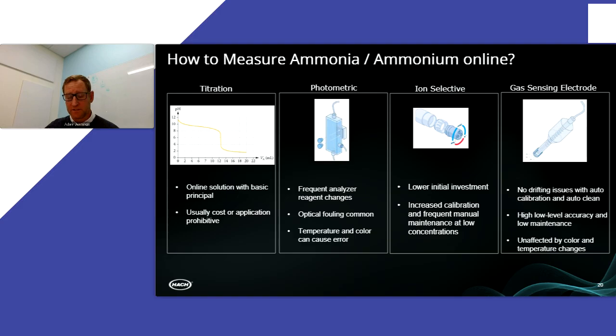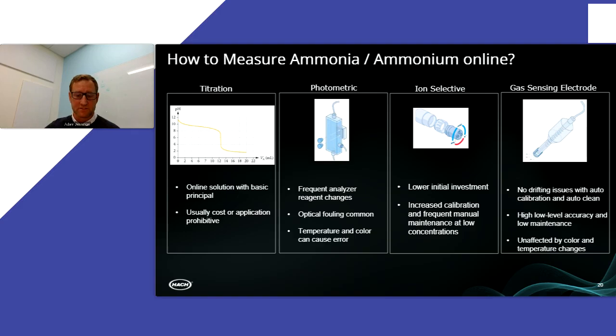Photometric is really common. Photometric is a form where we're making color in the water, and we're measuring this with some optical sensors and understanding the concentration of the hue of the color to help us correlate that directly to an ammonia measurement. Some challenges with that are more frequent reagent changes. Optical fouling is pretty common, and temperature and color can be an issue at times. Changing temperatures and color in the sample can affect the value that you're getting.